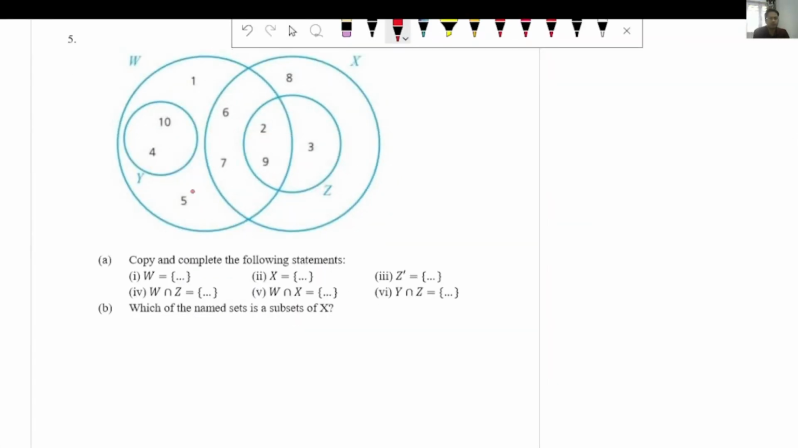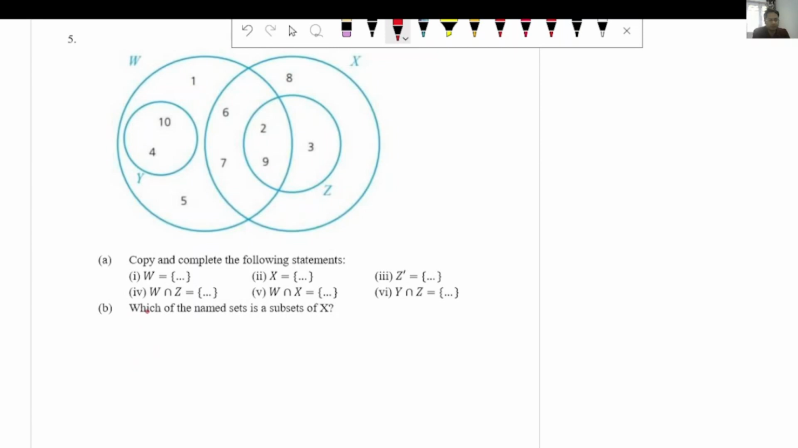In this fifth question, what you can see is that there is a Venn diagram given to you. In the Y set you have 4 and 10. In the W we have 1, 10, 4, 5, 7, 6, 2, 9. In X we have 8, 6, 7, 2, 9, 3. In Z we have 3, 2 and 9, okay. So copy and complete the following statement. What are the numbers or the elements present in the W set?